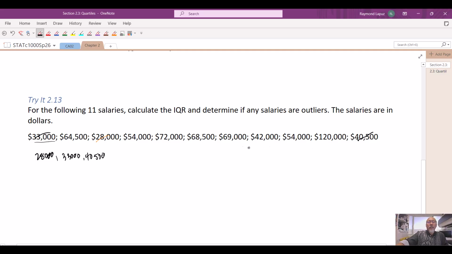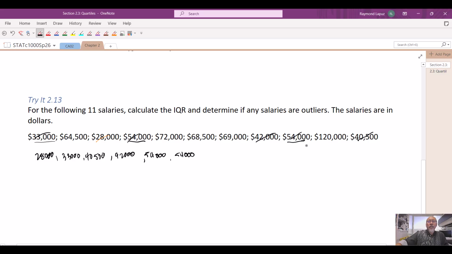And then from there, the next number up is 42, so we have a 42,000. And then let's start again. 54 is next, I believe. There's 2 of them, so we'll write that twice: 54,000, 54,000. So we do have to account for each and every single data point.